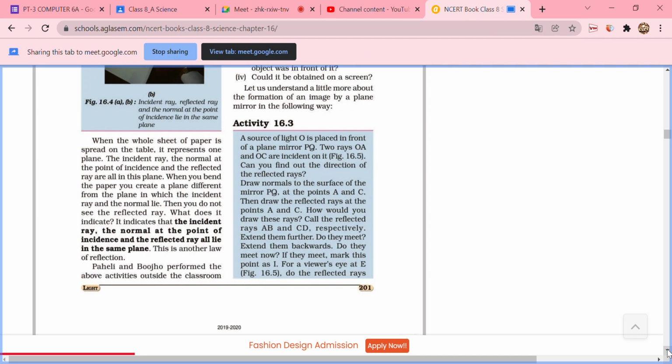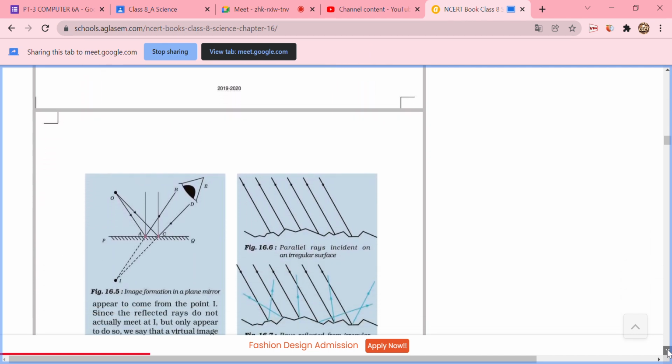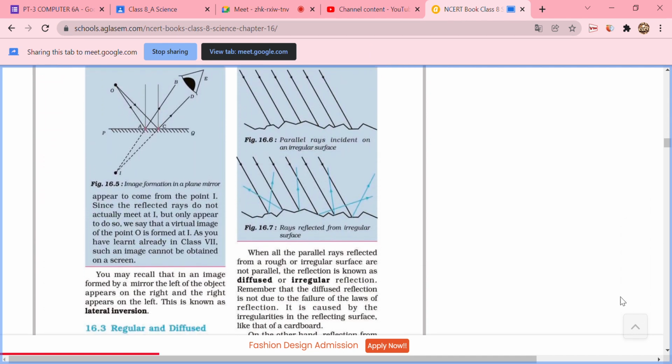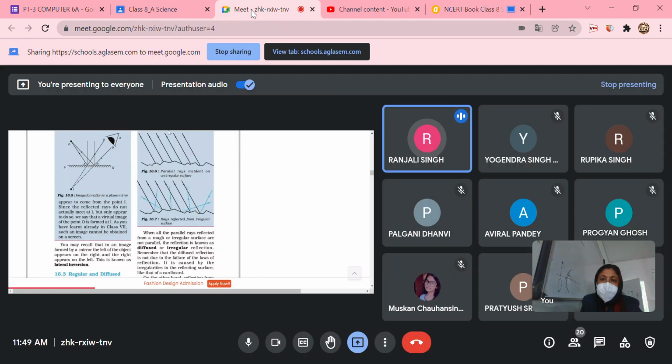Since the reflected rays do not actually meet at I but only appear to do so, we say that a virtual image of the point O is formed at I. As you learned already in class 7, such an image cannot be obtained on a screen. You may recall that. Is it clear, children?